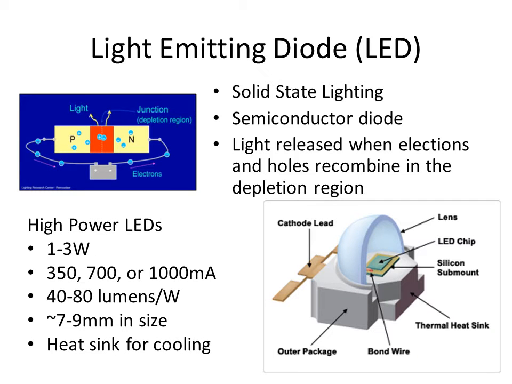LED, short for light emitting diode, is a semiconductor diode where light is released when electrons and holes recombine in the depletion region. Since light is emitted from a piece of solid matter, LED lighting is a type of solid-state lighting. High-power LEDs require higher power and currents for area illumination. The LED chip is mounted on a heat sink, which is used for heat dissipation from the LED, and enclosed within the lens.